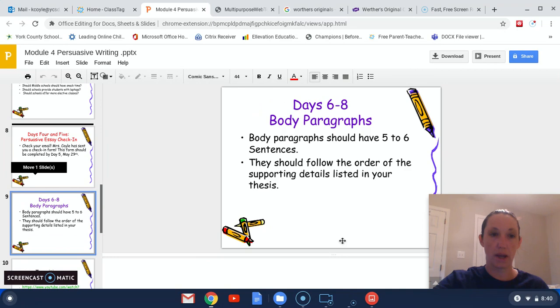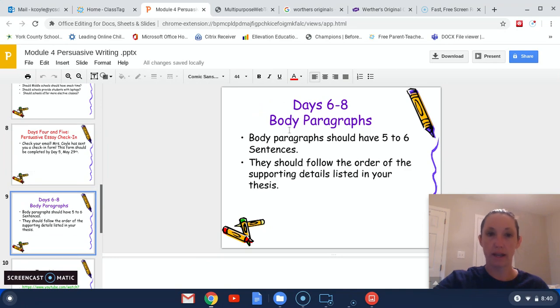Days 6 through 8 is the body paragraphs. Each body paragraph should have 5 to 6 sentences, and they should follow the order of the supporting details listed in your thesis. Okay, we talked about that.